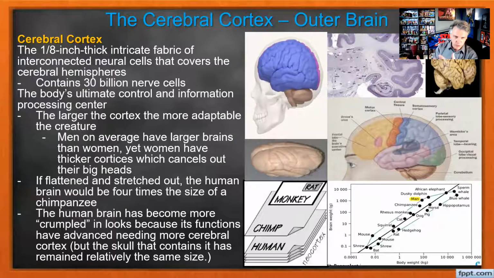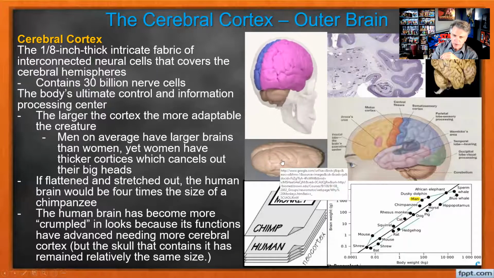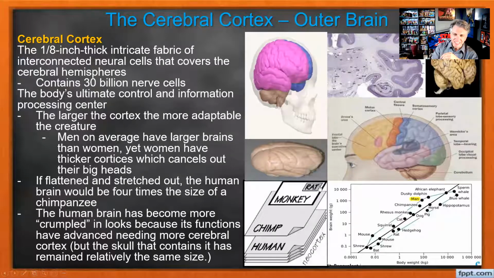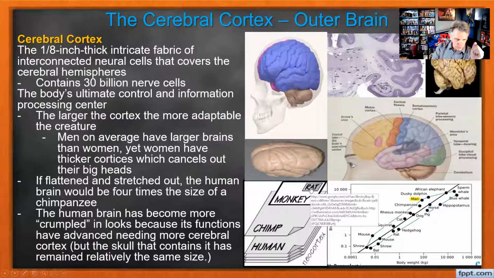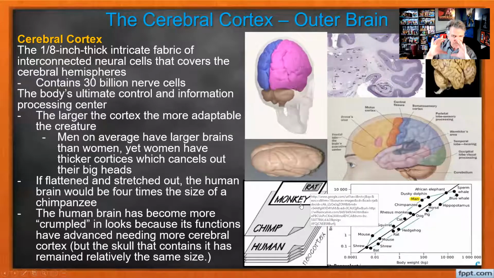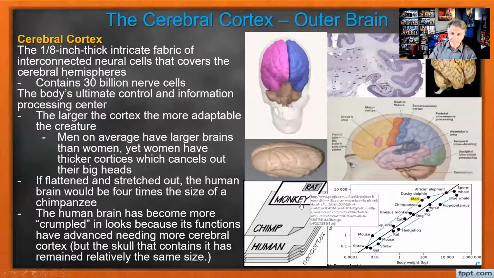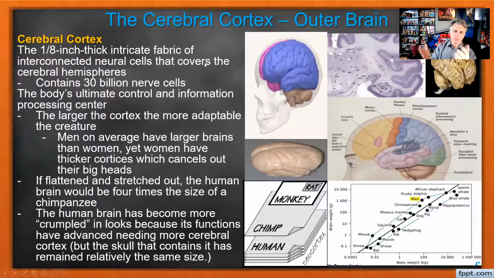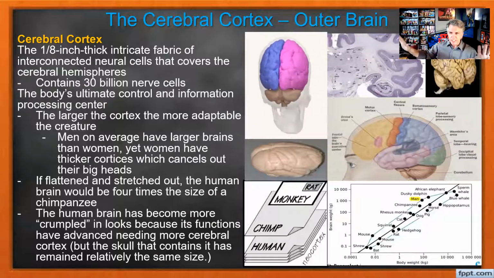The larger the cortex, the more adaptable the creature. If you take a look at a rat's brain right here, very smooth, very tiny. If you took a rat's brain and you flattened it out, it would be about the size of a postage stamp. If you took a monkey's brain and flattened it out, it'd be about the size of a postcard. If you took a chimpanzee's brain and you flattened it out, it would be about the size of a piece of paper. And a human brain would be about 4 pieces of paper spread out.